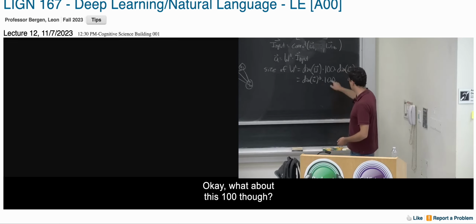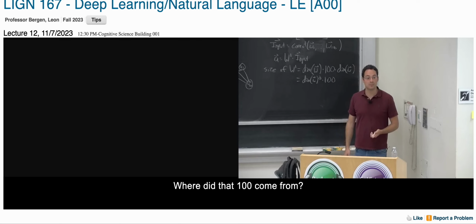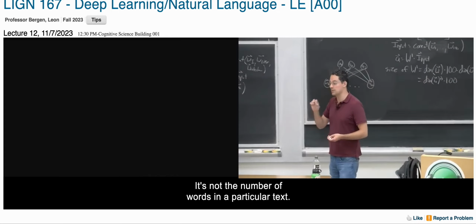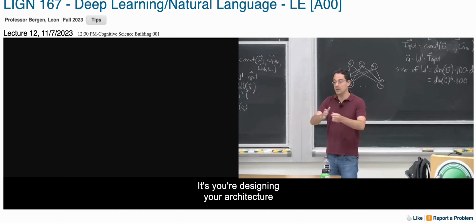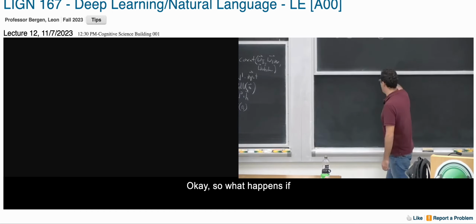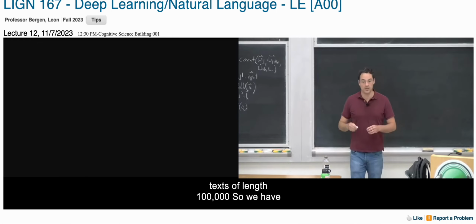Okay, what about this 100 though? Where did that 100 come from? It's actually the maximum number of words that you want to input. It's not the number of words in a particular text. You're designing your architecture to handle a maximum length input. That's what the 100 is. Okay, so what happens if we want to update our architecture to handle texts of length 100,000?